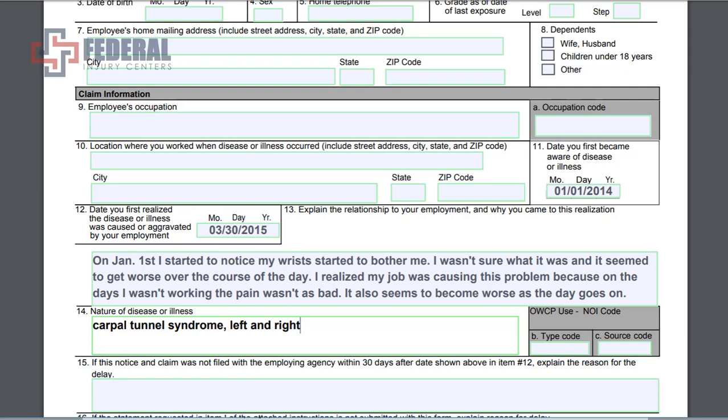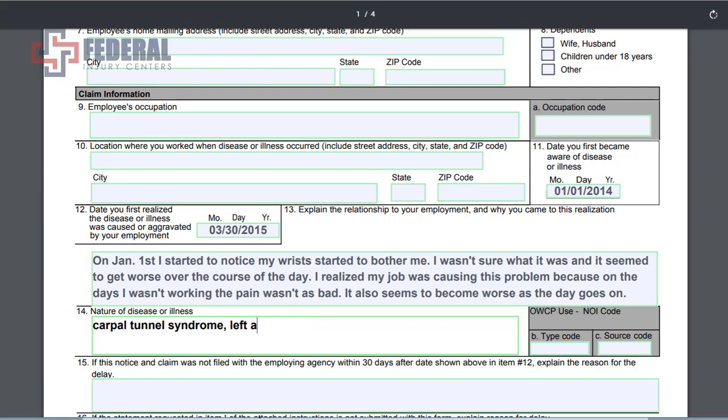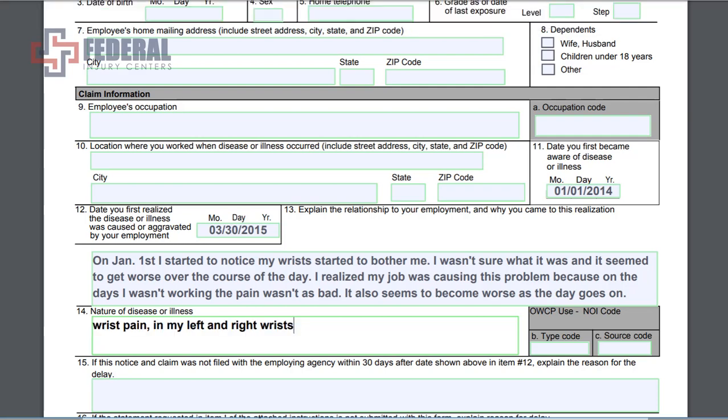Making the assumption you haven't gone to a doctor yet, you don't have a firm diagnosis, so you'll just want to go ahead and put your symptoms in this spot. In that case, what you would write is wrist pain in my left and right wrists. If you have not been given a firm diagnosis from a medical doctor or an osteopath, then you'll just want to put your symptoms, just like what we see here, wrist pain in my left and right wrist. And that's it. It's not necessary to put a ton of information in this box. It's brief and to the point.